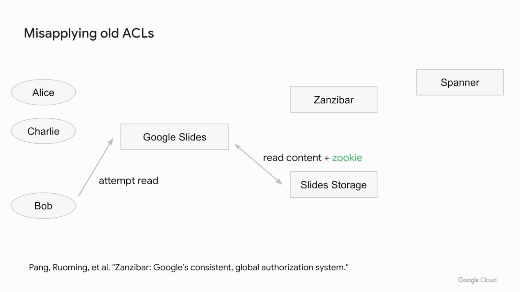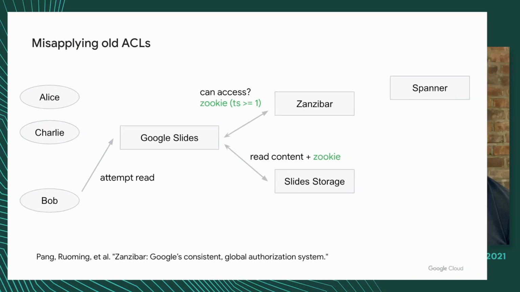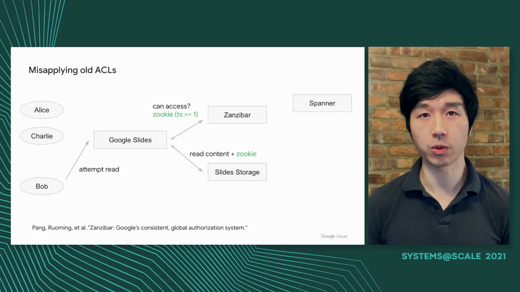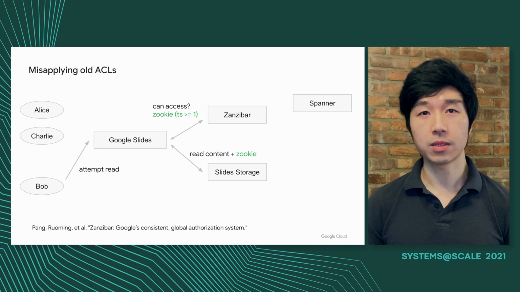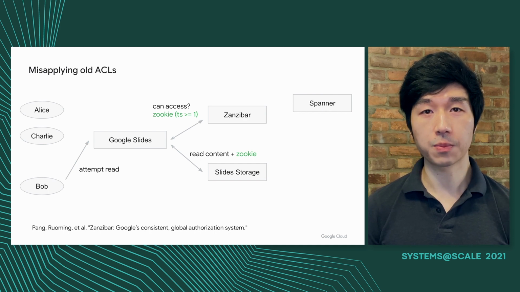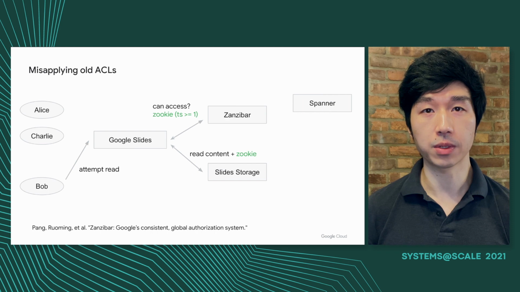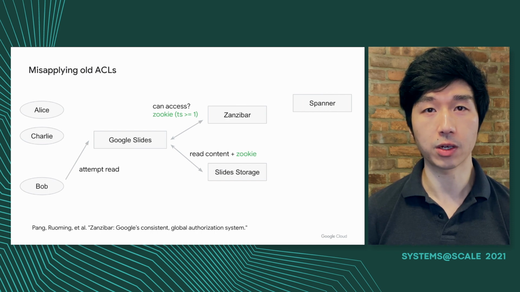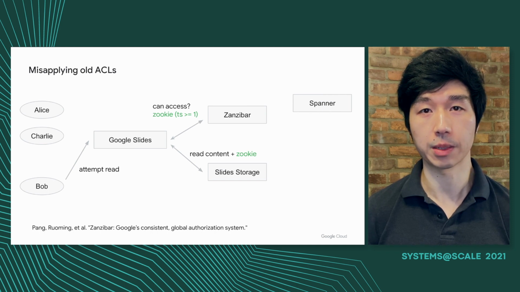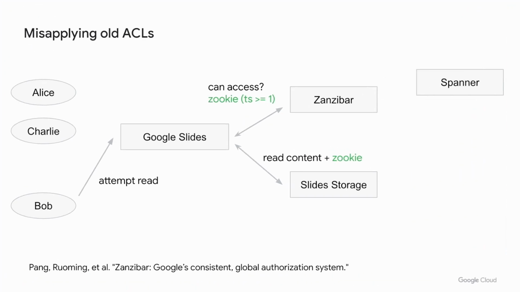Now when Bob comes along and tries to read the slides and the updated content, Google Slides will retrieve the content and the Zookie from storage. The Zookie is then passed along to Zanzibar, who then knows that when I go read from Spanner, even if I use a stale read, I need to make sure that this read is done at a timestamp greater than or equal to 1. This guarantees that Zanzibar will see any ACL changes that happened before we had modified the content. By doing so, we preserved the ordering desired between ACL changes and content updates, as described earlier.